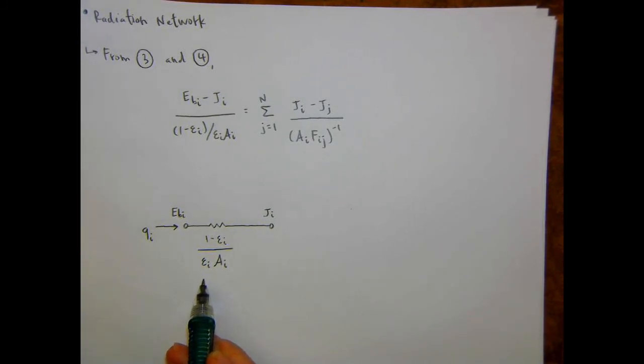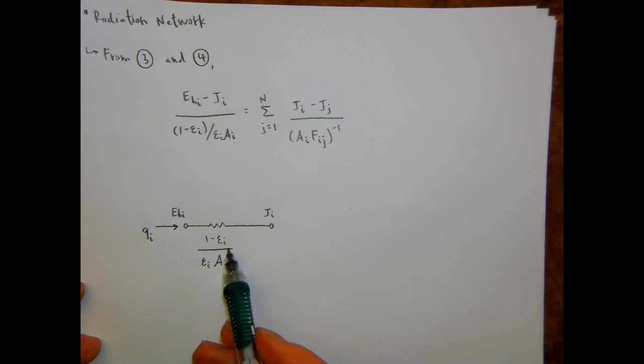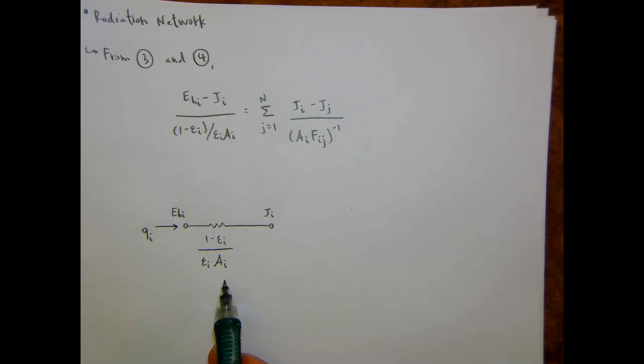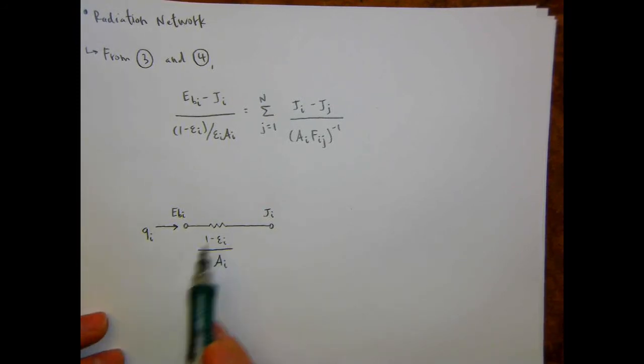So again, you can think of it as if it were a black body, the emissivity would be 1 and the resistance would be 0. So it would be emitting the maximum amount possible. But because the surface is not a black body, there's some resistance to the radiation, so it's not emitting as much radiation as possible, and you have this finite quantity here, the resistance.